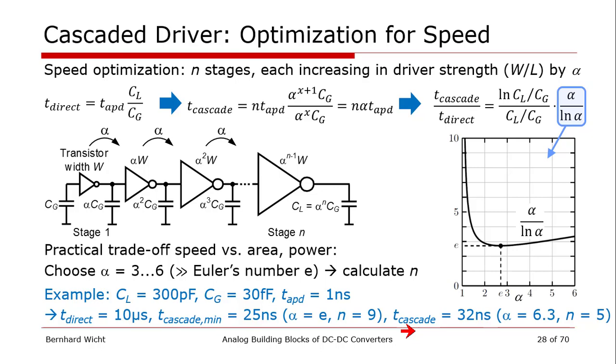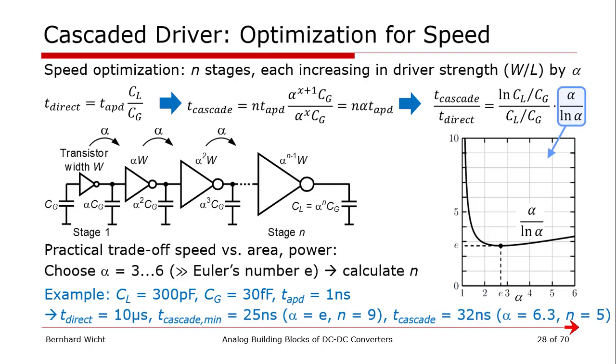If we modify a little bit and say, okay, we go to a larger alpha, we set it to 6.3, then our number of stages reduces to 5, and that's actually still not increasing the delay so much. It's 32 nanoseconds, so it's in the ballpark. So it allows us also to make our life a little bit easier by using a lower number of stages. This is the optimization for speed.